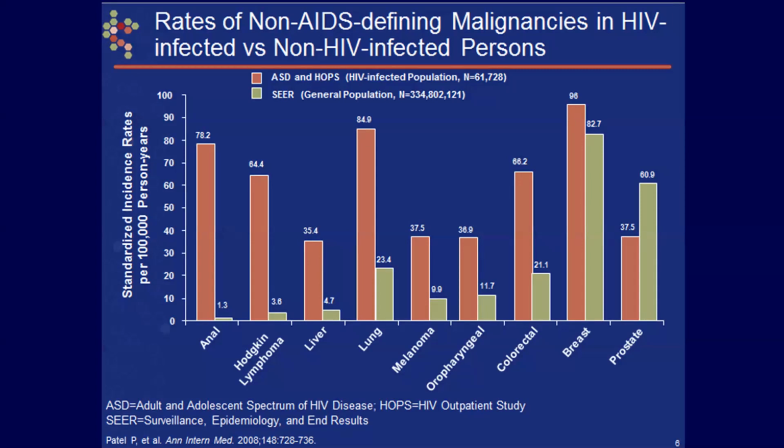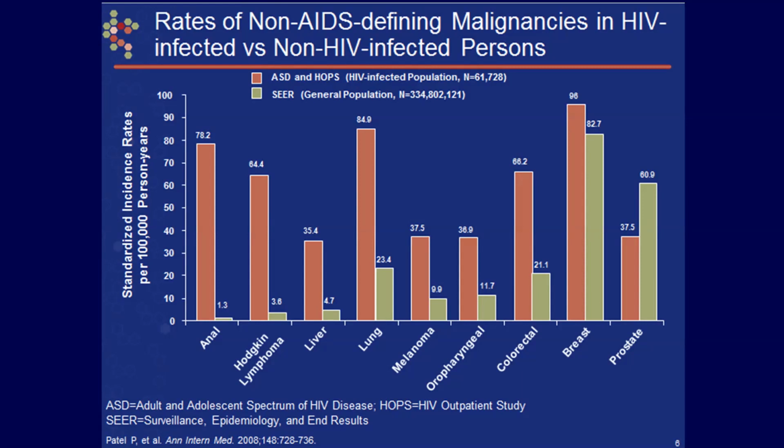This is a very important slide, because it compares the incidence rates of non-AIDS defining malignancies in people living with HIV to the general population. What I really want you to take note of is that anal carcinoma is 78 to 1. It's way more prevalent among people living with HIV, specifically MSM. Hodgkin lymphoma is a 64 to 3 ratio. Liver cancer, lung cancer, melanoma, oropharyngeal cancer, and colorectal cancer are all more prevalent, and very likely deadlier, among people living with HIV compared to people without HIV.